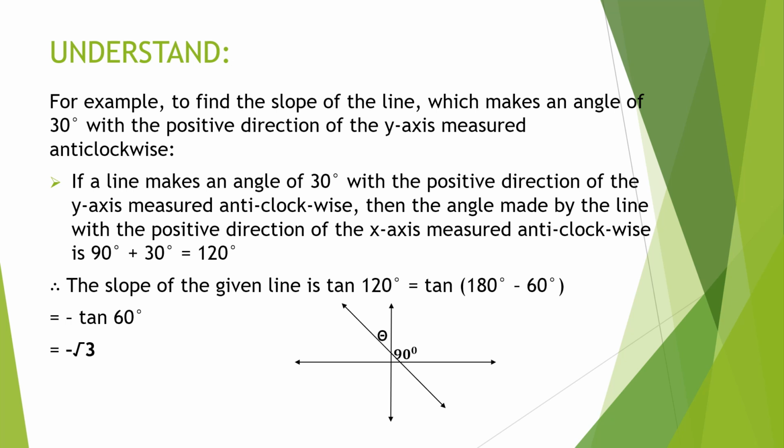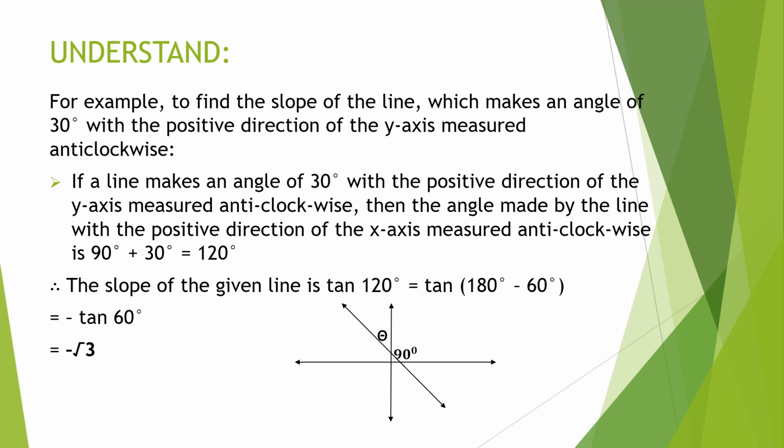From the diagram it is clear that if theta is the angle made with the y-axis, then the formula you have, tan theta, is based on the positive direction of the x-axis. So you convert it in this form. If the line makes angle theta with the y-axis, then the angle made with the x-axis will be 90 degrees plus 30 degrees, or 120 degrees. So the slope of the line will be tan 120 degrees.